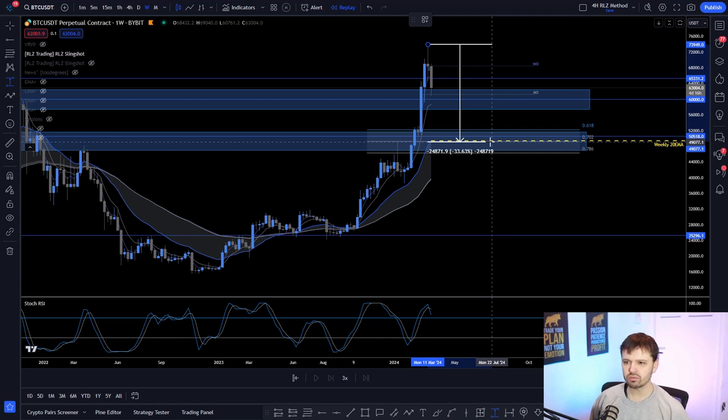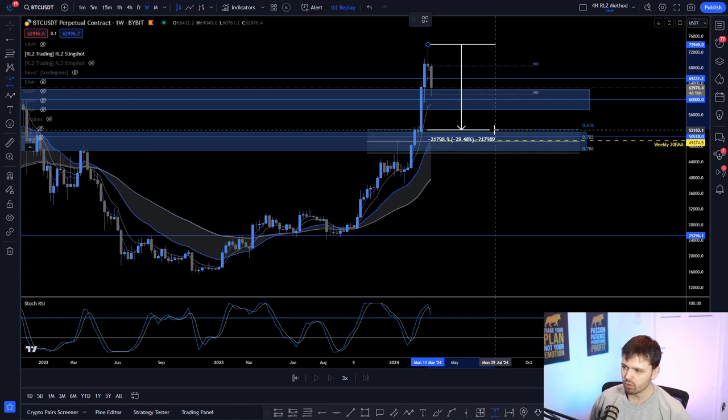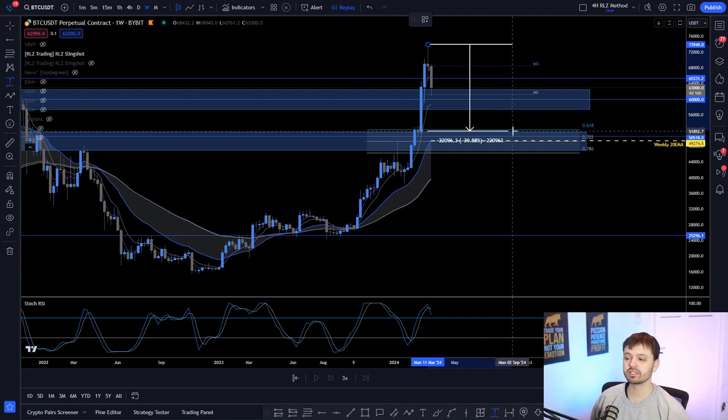Now let's assume that this move to the downside might take maybe 2 weeks. Well, in 2 weeks, the weekly 20 EMA might be on the 0.618, and we're talking about a 29 or 30% move to the downside, which is again not unheard of in a crypto bull market, and I would view that as a healthy retrace.